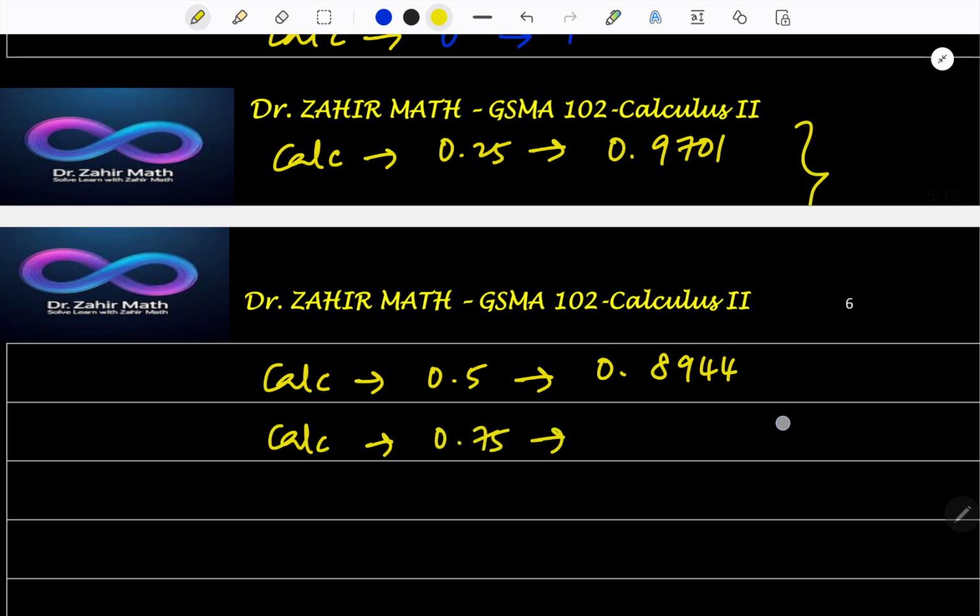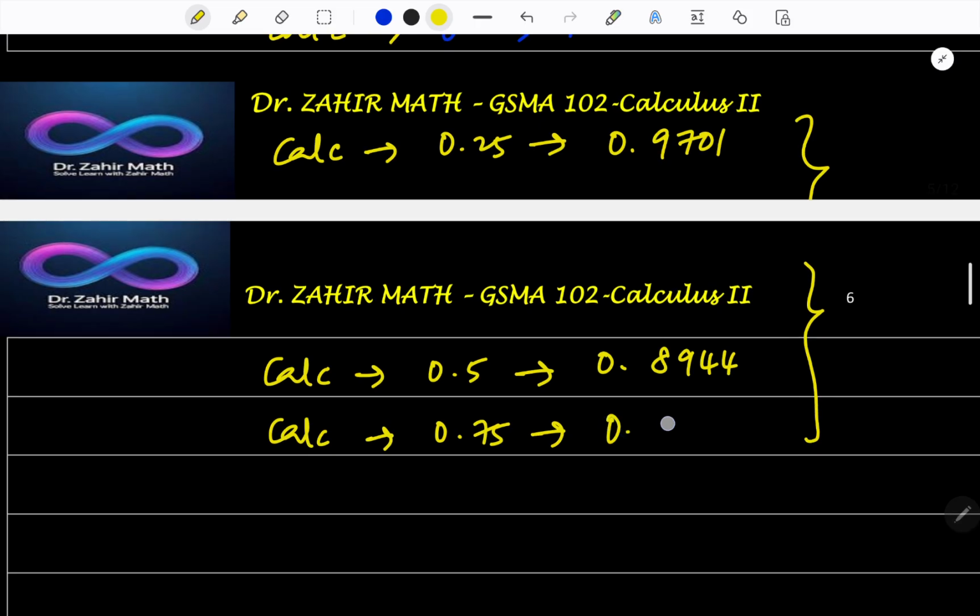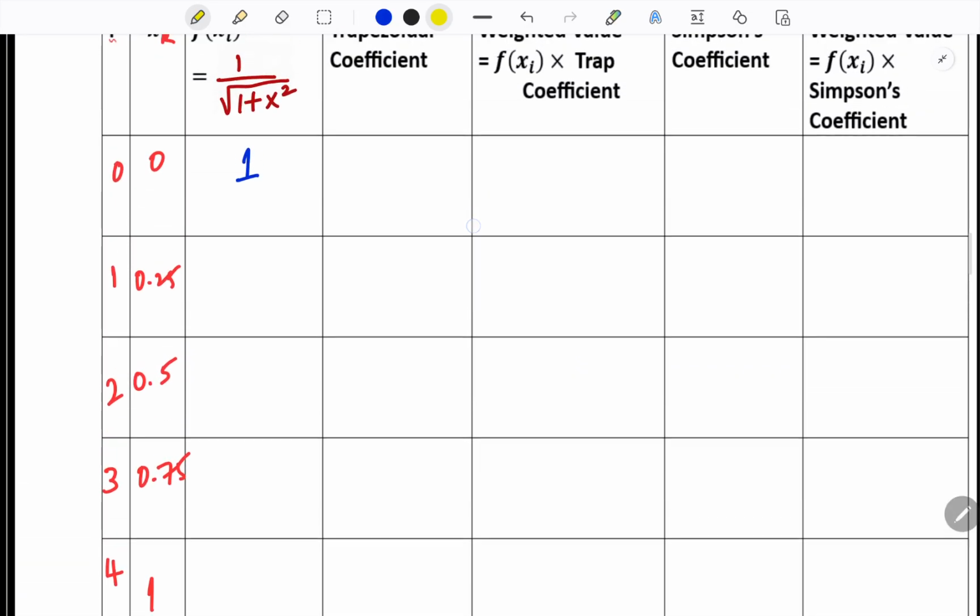Again press calc, press 0.75. Teacher, do I need to write all these things in the exam? No, just for explanation I'm giving. 0.8000. Again press calc, press 1. You will get 0.7071. So you just write directly in the table.